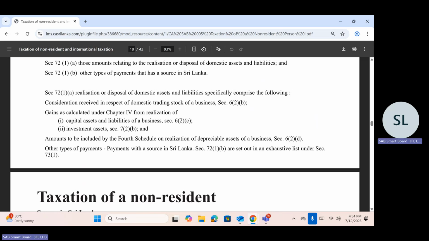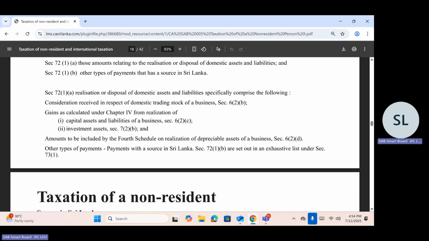Say there is a building or land owned by another person. He is not coming to Sri Lanka, but he has purchased an apartment in Sri Lanka. He is a non-resident person who owns domestic assets in Sri Lanka. If he disposes of that, it shall be determined as a source in Sri Lanka, and the income is generated from a source in Sri Lanka. That is section 72.